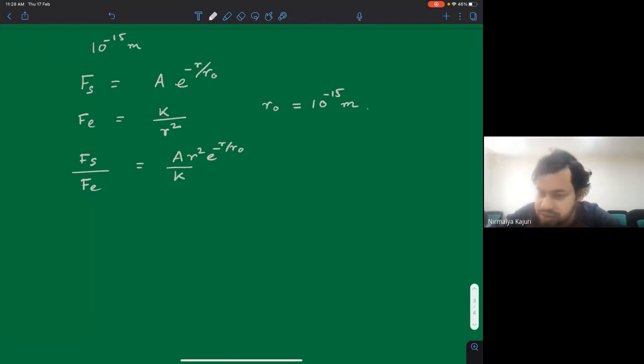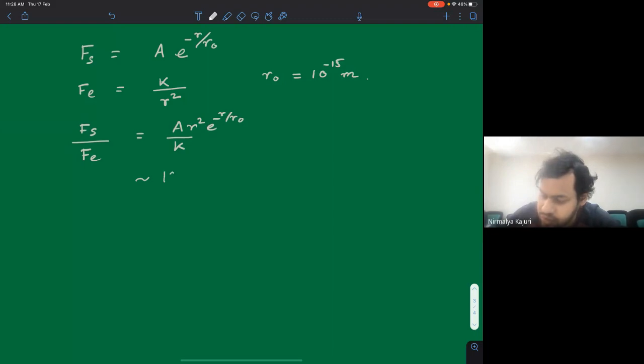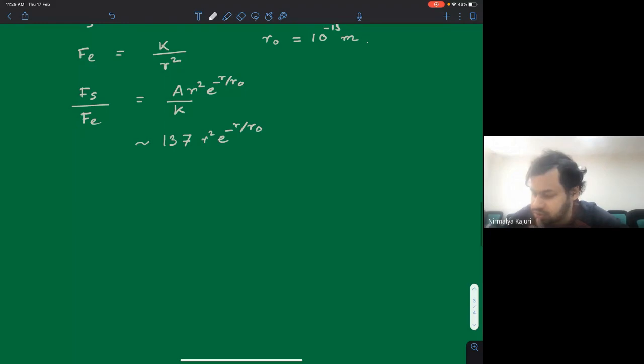This A by K ratio is large, so it's roughly like 137. This force is 137 times stronger than electrostatics. And so this tells you that initially at smaller distances, the strong nuclear force will be stronger, but it falls off pretty quickly. It falls off quicker than 1 over r squared. It falls off exponentially. So after r greater than r naught, it will fall off very, very quickly. And then at large distances, it is electrostatic repulsion that will dominate.